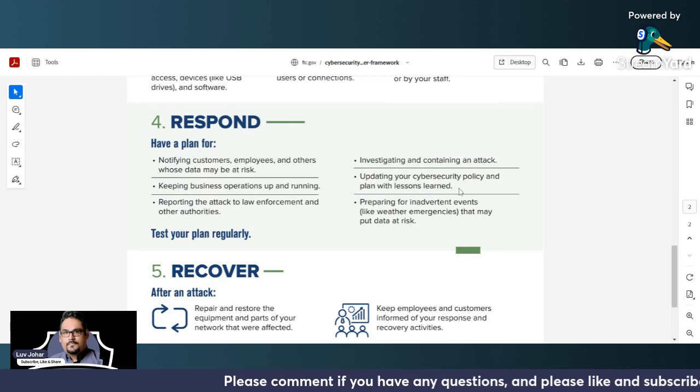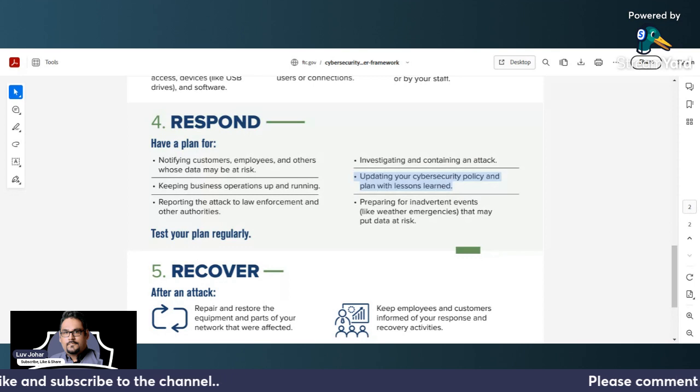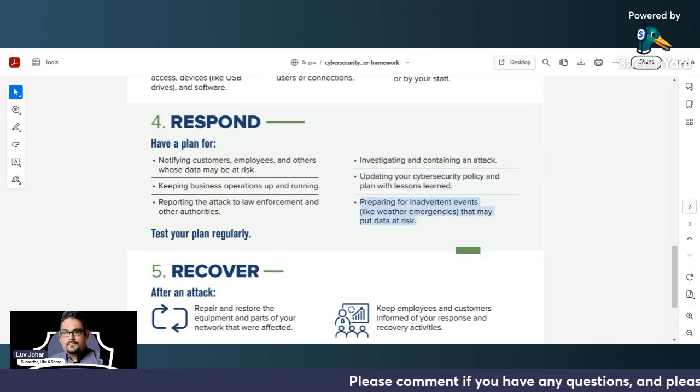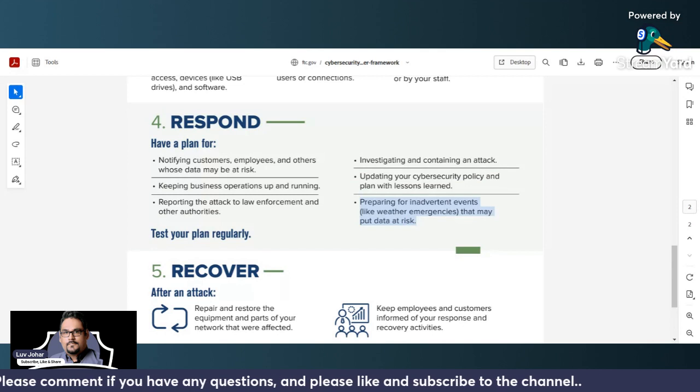After that, you update your cybersecurity policy and plan with the lessons learned. In case of any breach, you need to understand what was done right, what was done wrong. Everything has to be documented. Okay, so make sure you do that. Preparing for inadvertent events, like weather emergencies in cases of natural disasters that may put data at risk. You should be prepared. For example, any floods, earthquakes, etc., you should be prepared.